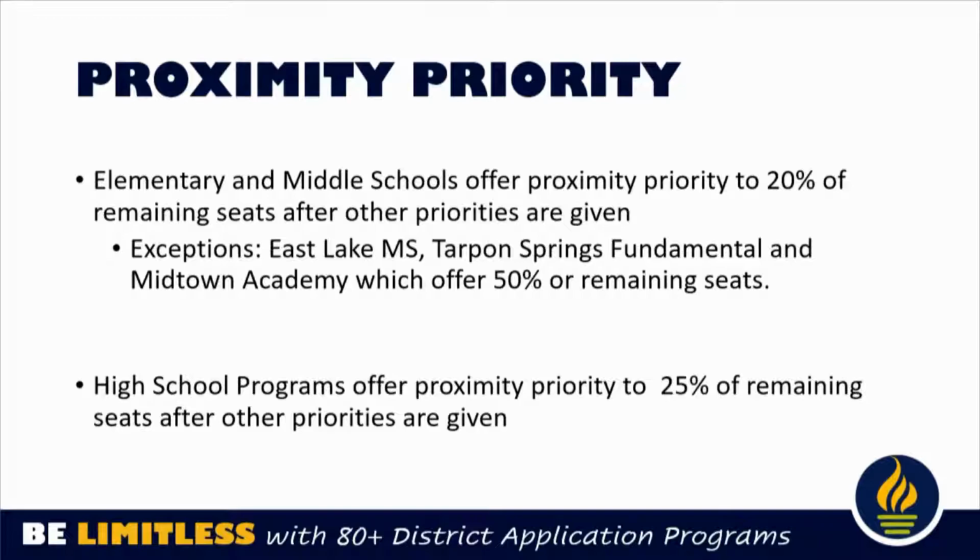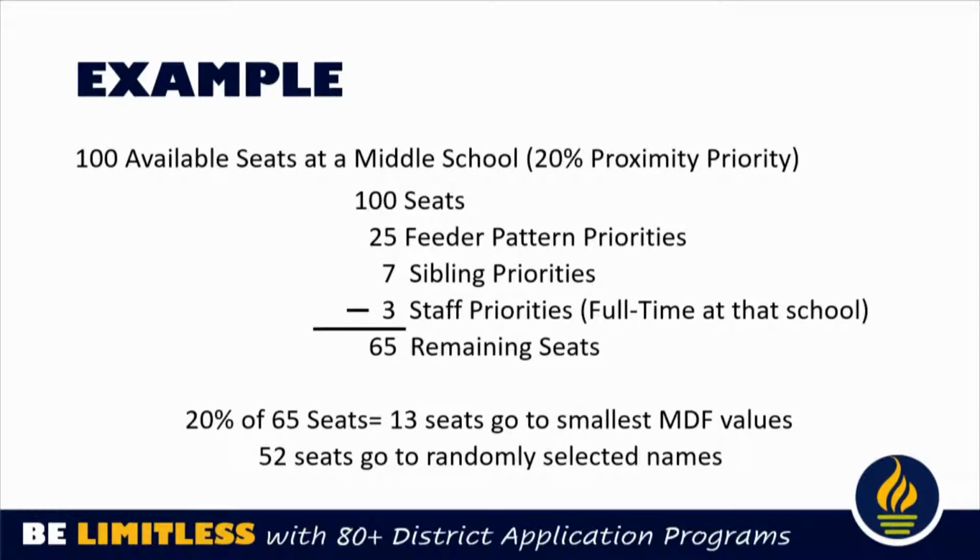Elementary and middle schools offer 20% of the remaining seats to proximity. We do have a couple exceptions, and those are East Lake Middle School, Tarpon Springs Fundamental, and Midtown Academy. All of these schools have a 50% proximity priority. High school programs offer 25% of their seats. So what does this look like? We're going to take a random number and say that there were 100 seats available at a middle school, and the middle school has 20% proximity. So of those, 25 are feeder pattern priorities, 7 sibling, and 3 staff priorities, which would leave us with 65 remaining seats.